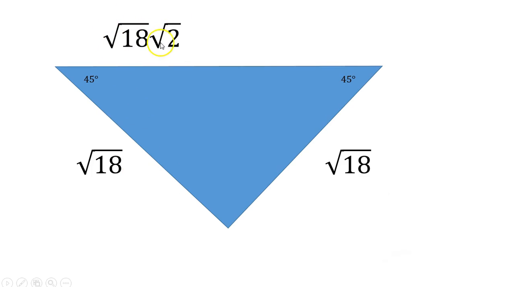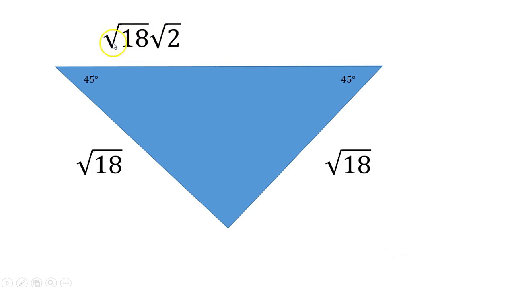Square root of 18 times the square root of 2. Square root of 18 comes from the length of one of the legs. The square root of 2 comes from the amount times longer than it is of one of the legs. That didn't sound confusing at all. The square root of 2 comes from the hypotenuse being the square root of 2 times longer than one of the legs.